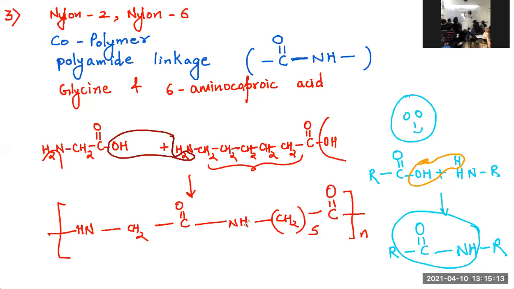So these were the 3 main biodegradable polymers, that is PHBV, Dextrin, and Nylon 2, Nylon 6. These biodegradable polymers are used for orthopedic work, that is implants, sutures, drug release matrices, etc. With this, we completed all the methods of preparations of polymers.